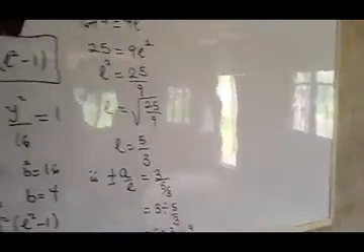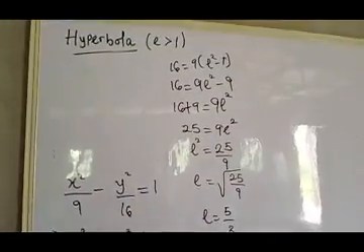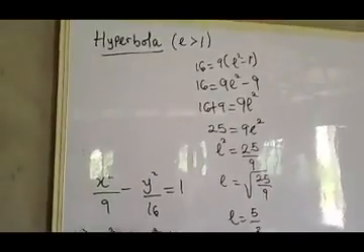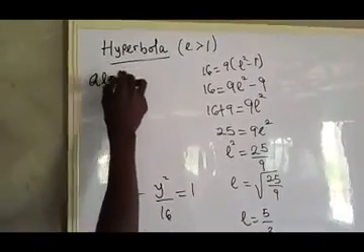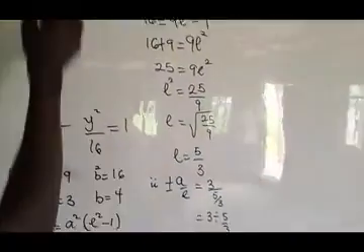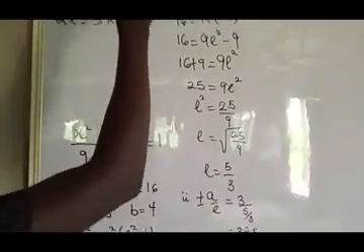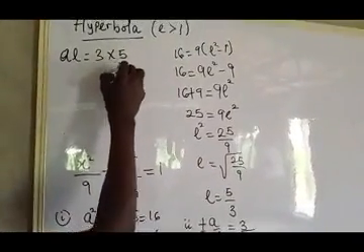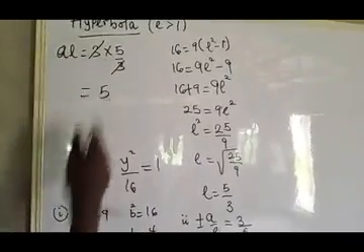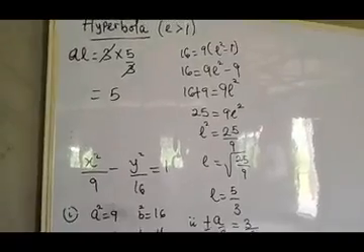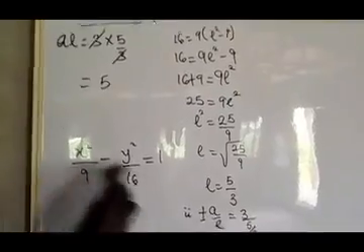The next thing you need to get is the equation of the directrix, which is a over e. What is your a? Your a is 3, and your e is 5 over 3. That will be 9 over 5, because 3 will cancel 3 here. So this is everything you need to know under hyperbola.